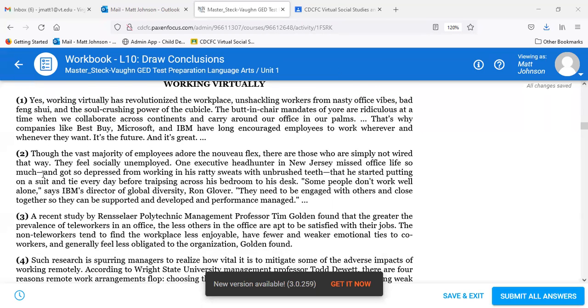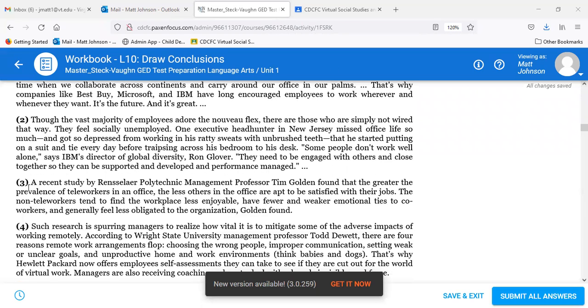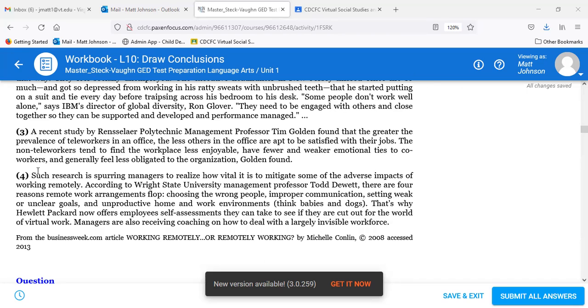And then final paragraph. A recent study by Rensselaer Polytechnic Management Professor Tim Golden found that the greater the prevalence of teleworkers in an office, the less others in the office are apt to be satisfied with their jobs. The non-teleworkers tend to find the workplace less enjoyable, have fewer and weaker emotional ties to coworkers, and generally feel less obligated to the organization, Golden found. Such research is spurring managers to realize how vital it is to mitigate some of the adverse impacts of working remotely.